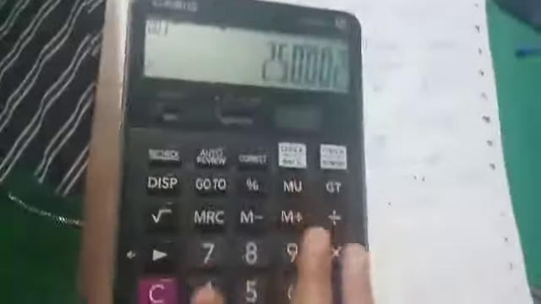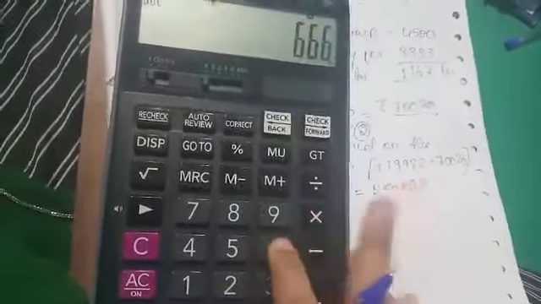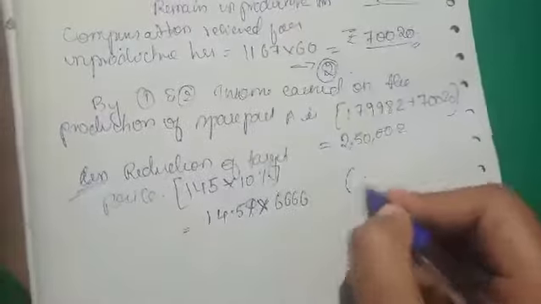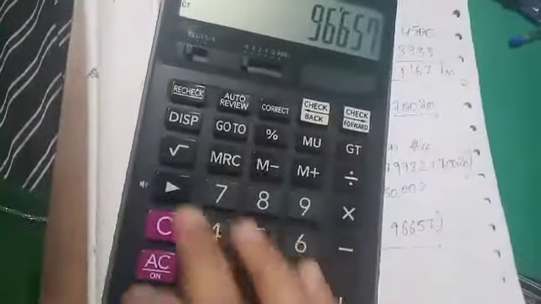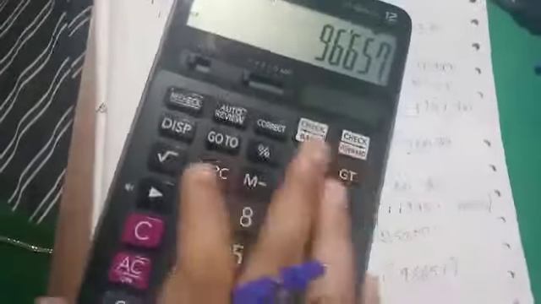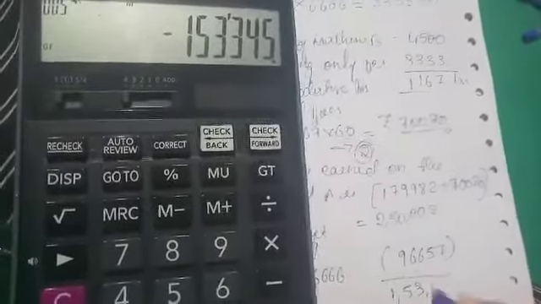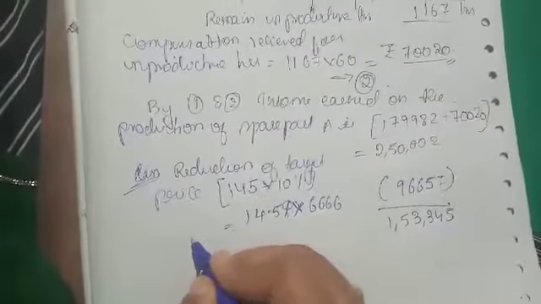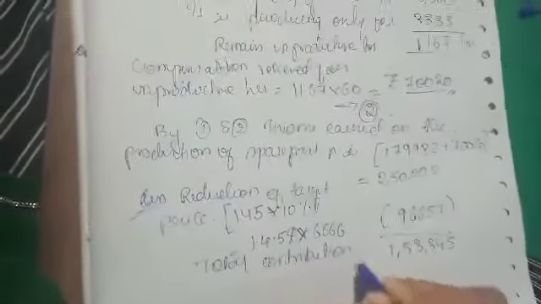Okay, 14.5 into 6,666 units will be 96,657. So if we deduct that from 2,50,002, 1,53,345 will be our total contribution. So that's all about this question.